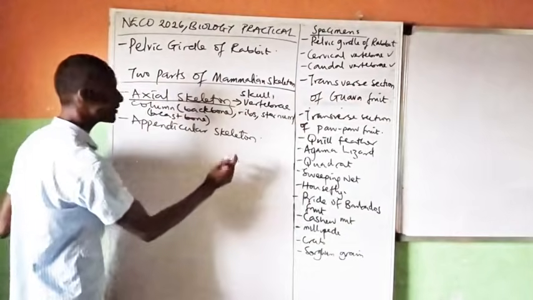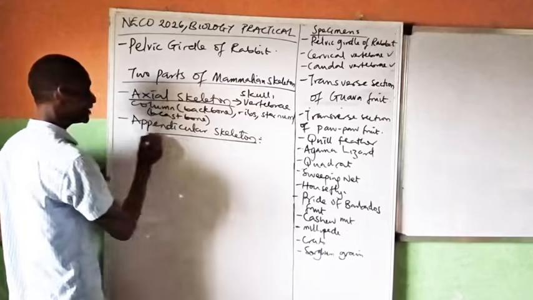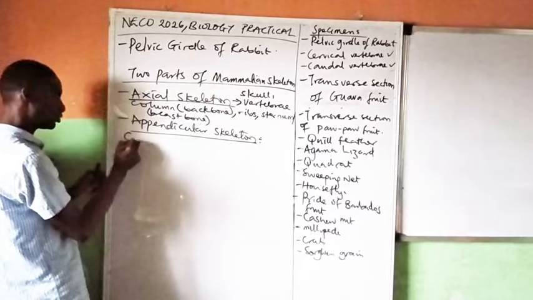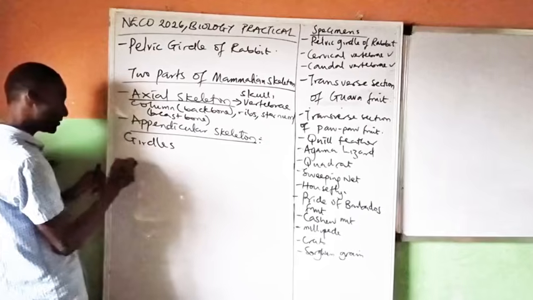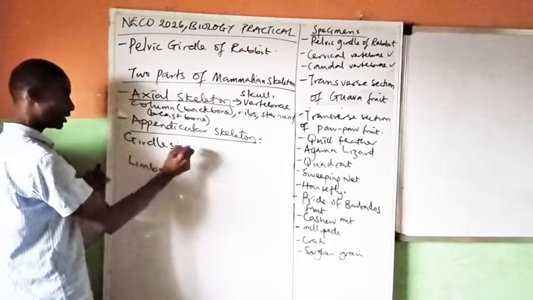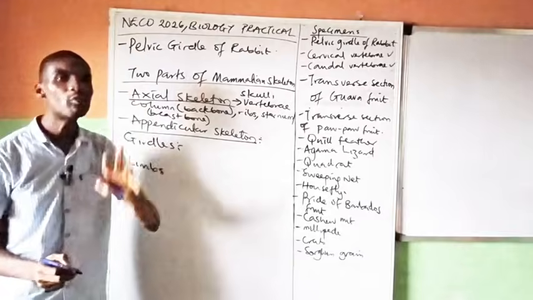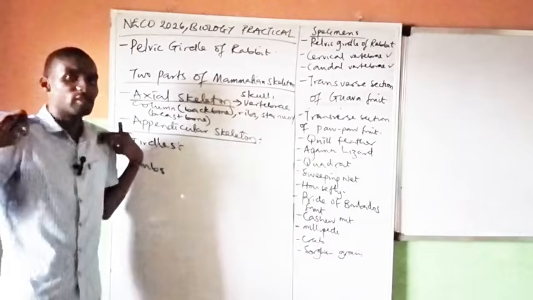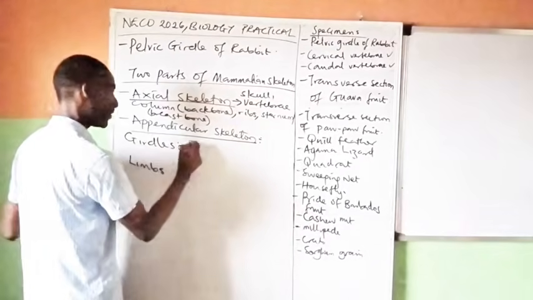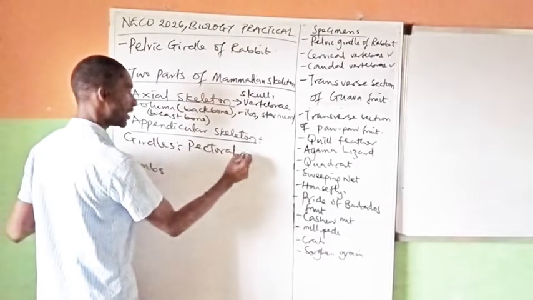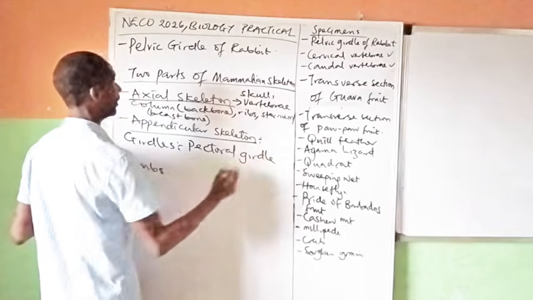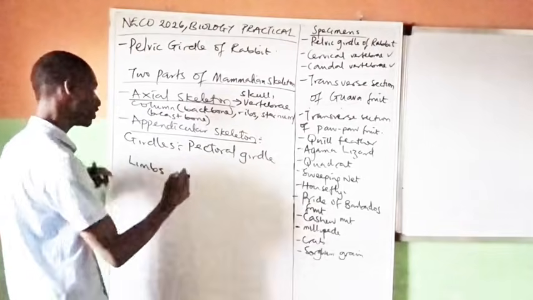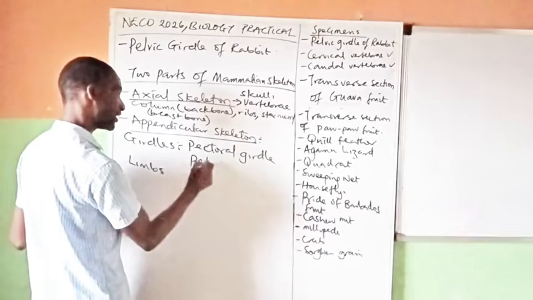Then the appendicular skeleton refers to the girdles and the limbs. When we talk about the girdles, there are 2 major girdles in the body of mammals. The upper girdle, which is called the pectoral girdle, and then you have the girdle of the lower limbs, which is called the pelvic girdle.